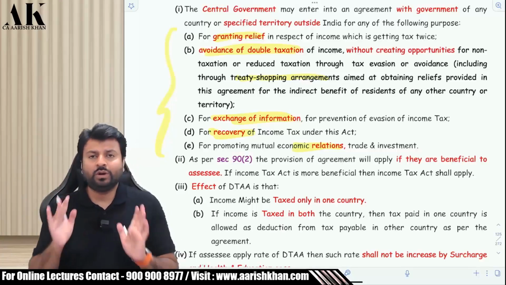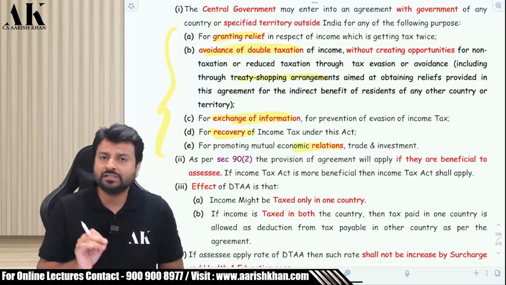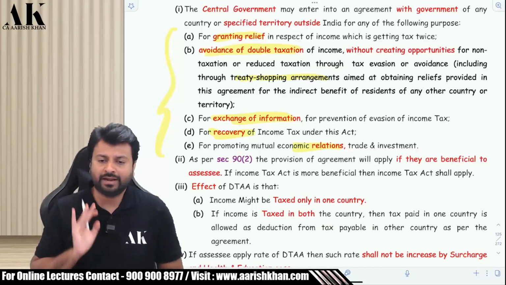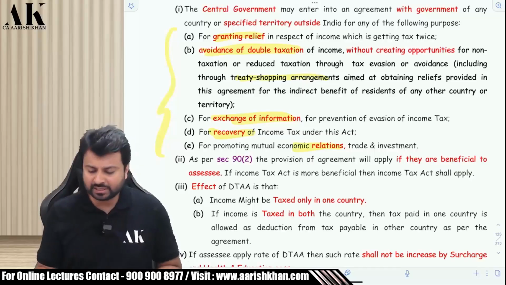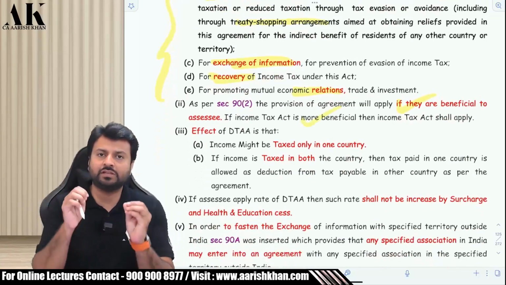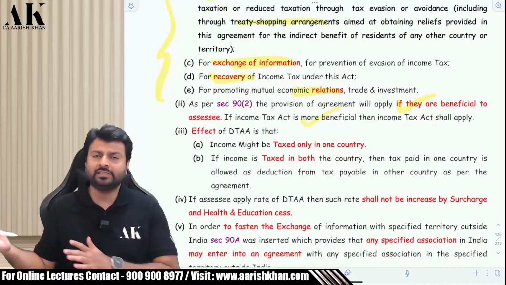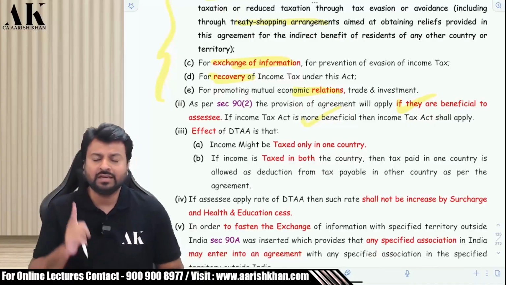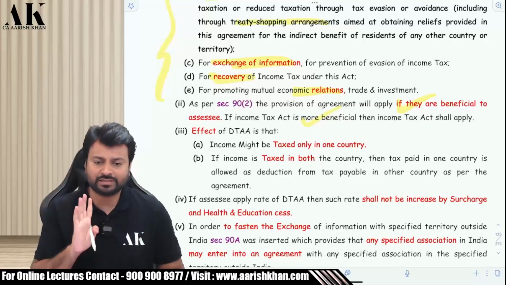Okay. Now, once DTAA is applicable, the provisions which are more beneficial to the assessee shall be applied. It means if the income tax is more beneficial, then apply that. And if the income tax is not beneficial, the treaty is more beneficial, then apply the provisions of treaty, that we have seen earlier also in section 115A and other provisions. Okay. That whichever is more beneficial shall be applied to the assessee.